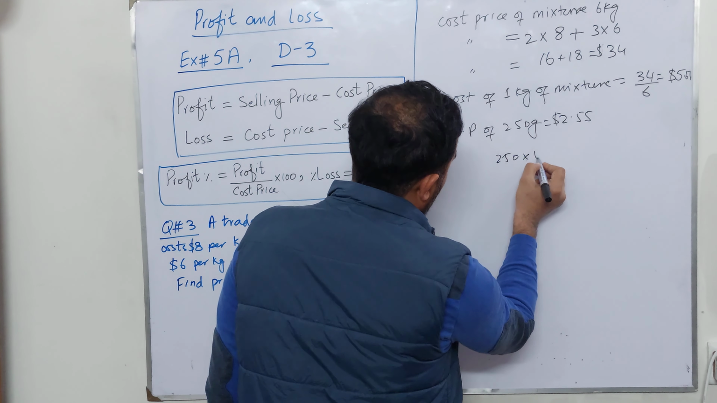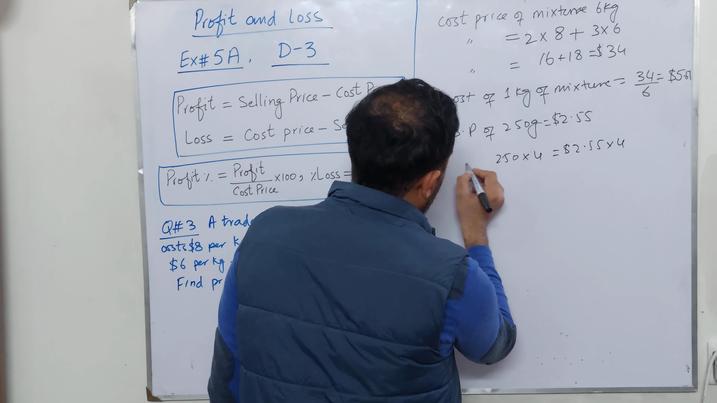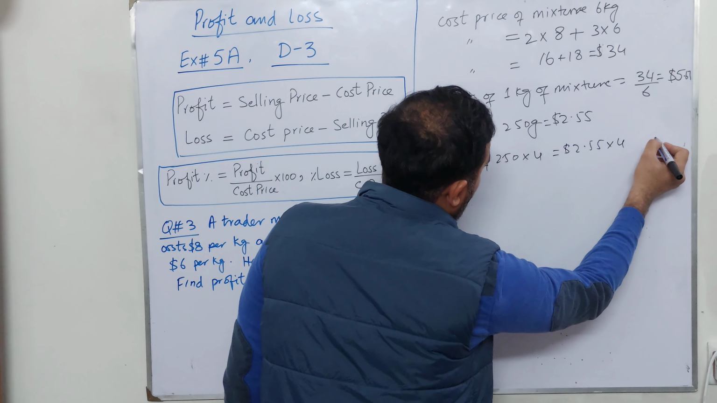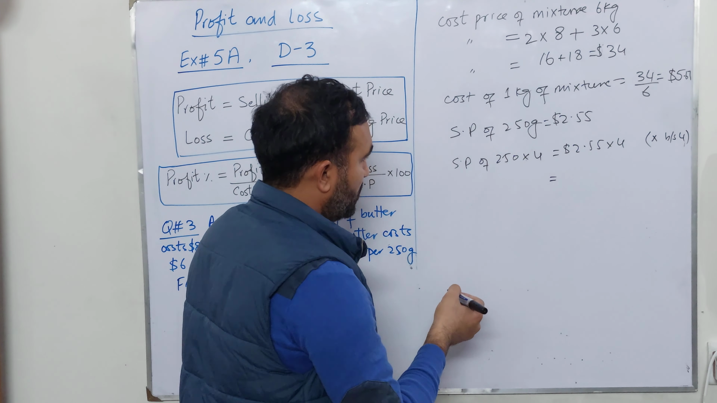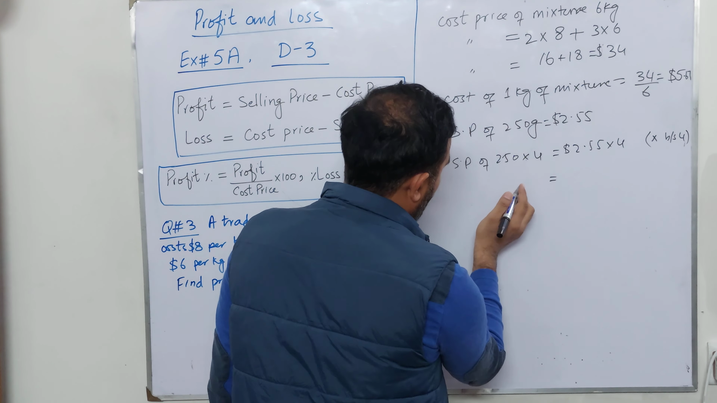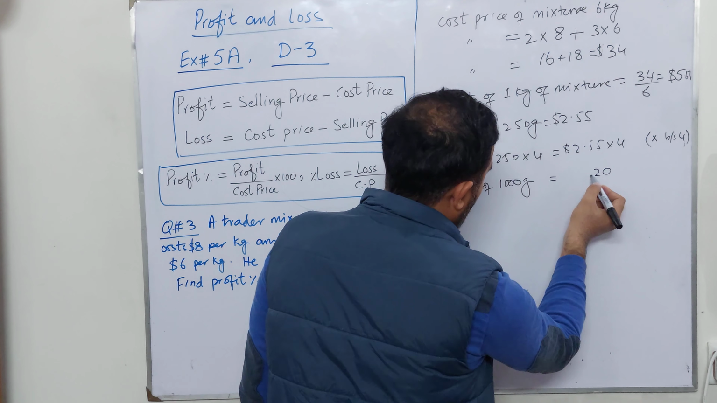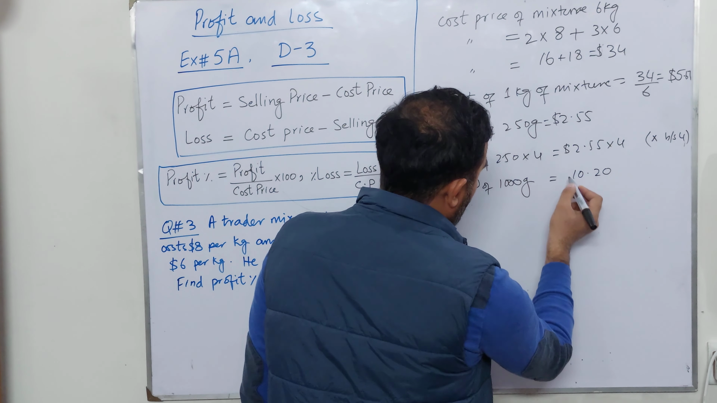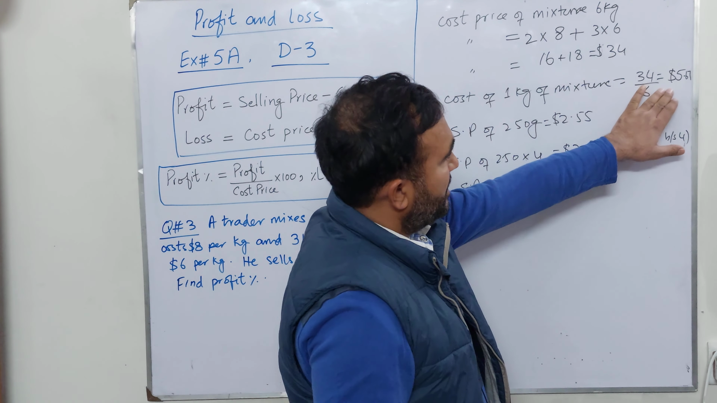So 250 multiply 4 is equal to 2.55 multiply 4, right? So here we can write that multiplying both sides by 4, and the reason I just told you. So selling price of 1000 gram is equal to, if you multiply with this, 4 5s are 20, 2 carried, 4 5s are 20, 22, 2 carried, 4 2s are 8, so it's 10, right? So $10.2 is the selling price when the cost price is 5.67, right?